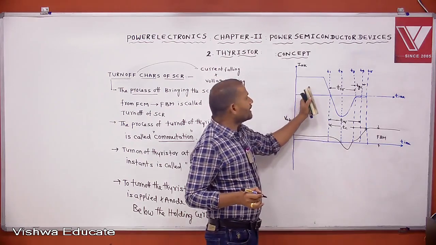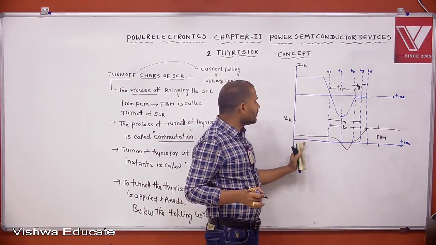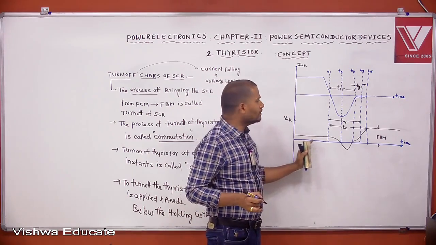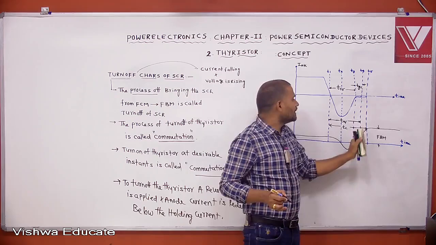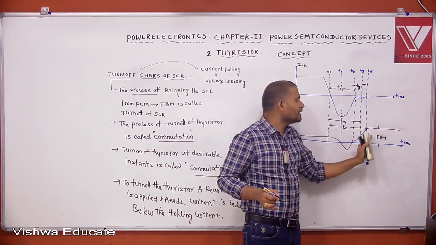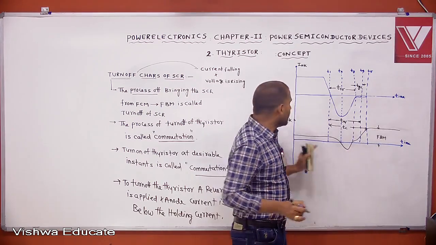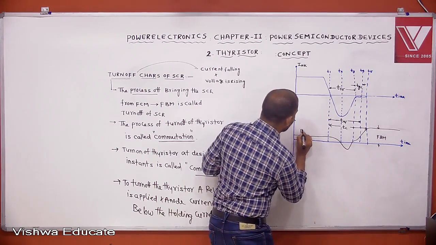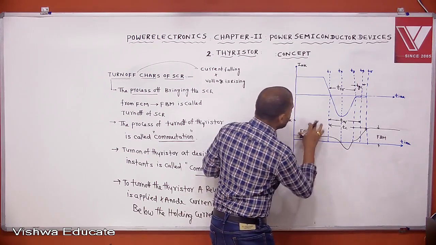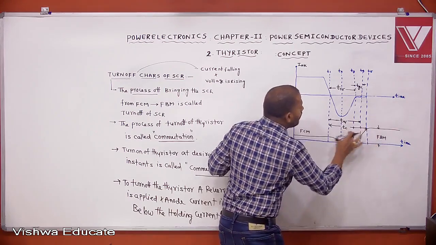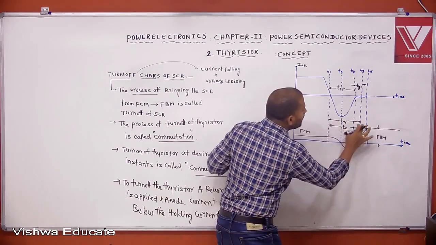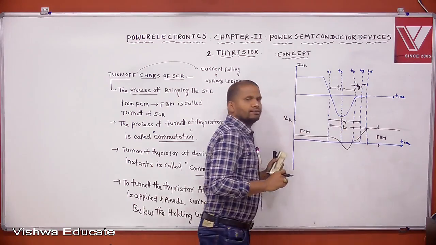Here the thyristor is conducting now. There exists some voltage drop across the thyristor. Once the thyristor is perfectly turned off, the voltage across the thyristor comes under forward block. Bringing the SCR from the forward conduction mode to forward blocking mode is nothing but the turn off of SCR.